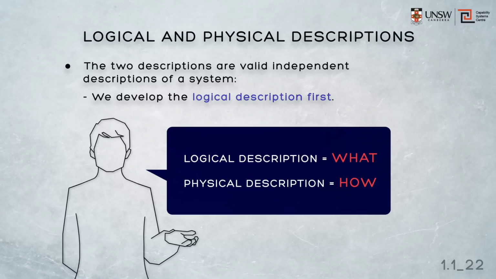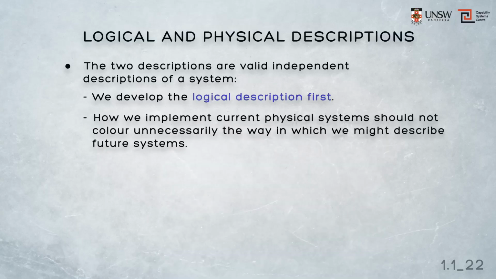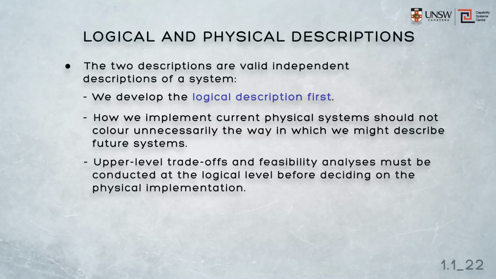The second reason is we must also not allow the way in which we currently implement current systems to colour unnecessarily the way in which we describe future systems. If we focus on the logical description, we can then focus on perhaps novel solutions to new or even old problems. If we focus on the physical solution first, we would always end up solving new problems with the old physical building blocks. Third, if we're going to trade things off, to actually trade off value for money, for example, then we need to do that at a logical level before deciding on the physical implementation.